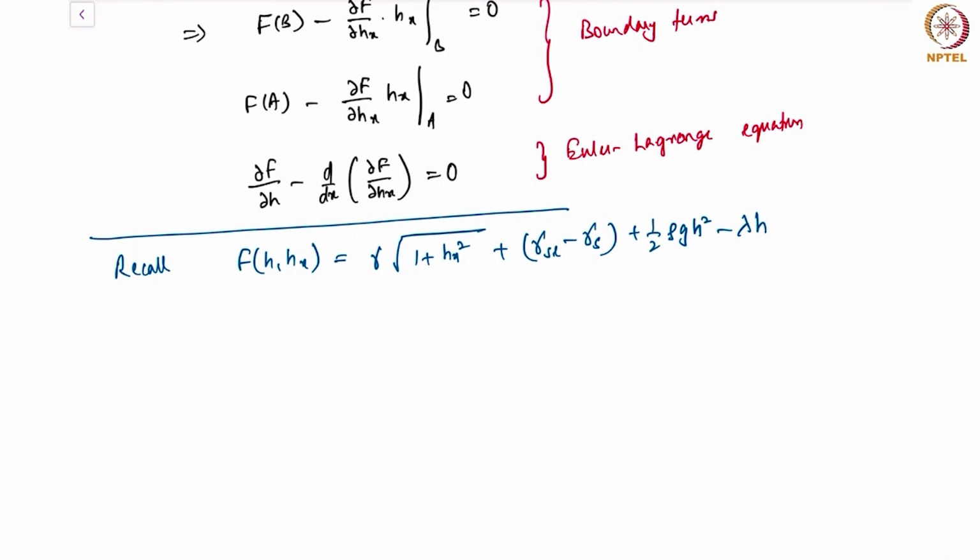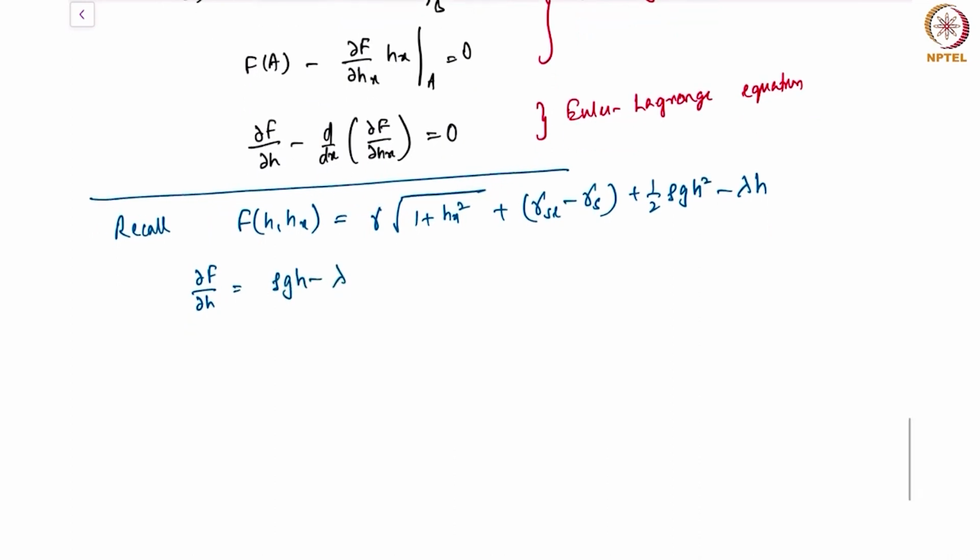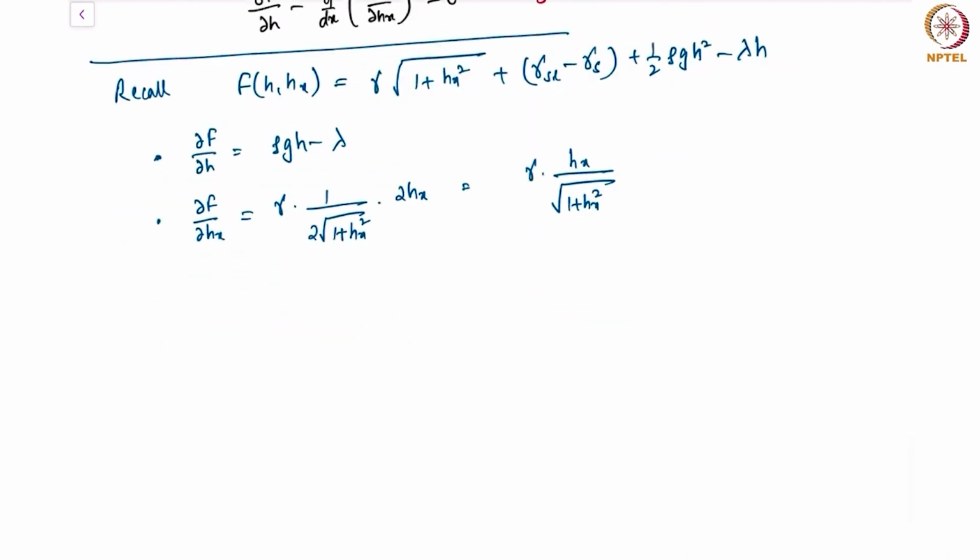Let's calculate some of these quantities. Del f by del h is nothing but rho g h minus lambda. Del f by del h_x will be gamma times 1 by 2 h_x, that is nothing but gamma times h_x by the square root of 1 plus h_x square. It's important to not make the mistake that this is a derivative with respect to x. It is not. It is a derivative with respect to h_x. So h_x is the variable. So you should not further differentiate it using the chain rule.